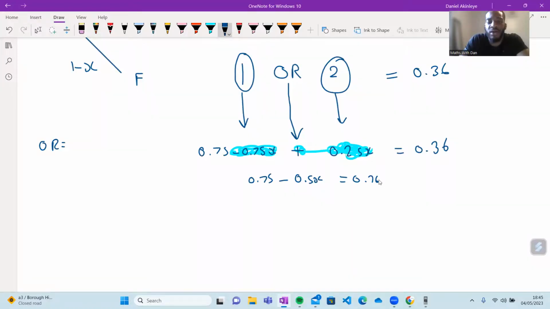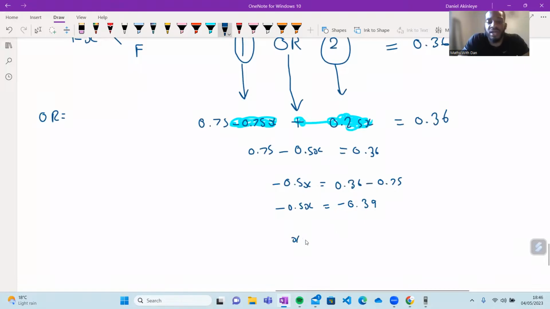And then now, remember, to solve an equation, we're just going to move this over. It's going to be minus 0.5x is equal to 0.36 minus 0.75. And obviously this is just 36 minus 75, but with a point. So this would be equal to, remember, this would be negative though, minus 0.39, and then minus 0.5x here. Now remember, to get x, we just divide both sides by that minus 0.5, yeah?